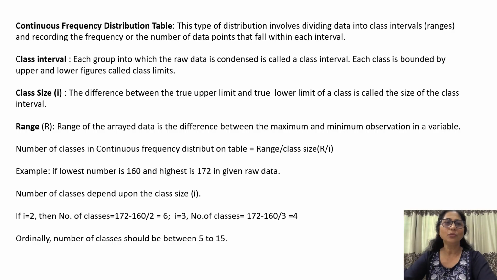First of all, we have to know some terms, like what is a class interval. Each group in which the raw data is condensed is called a class interval, and each class is bounded by an upper and lower figure, which is known as a class limit. The class size is nothing but the difference between the upper limit and lower limit of that class, and it is symbolized by a small i.